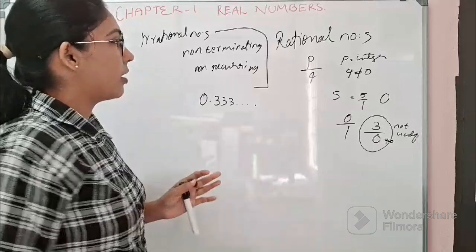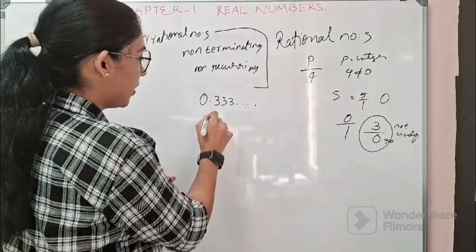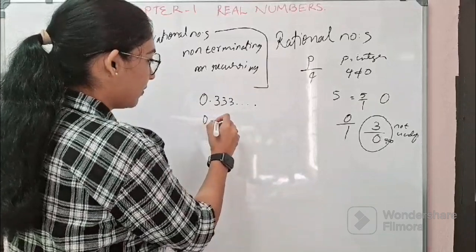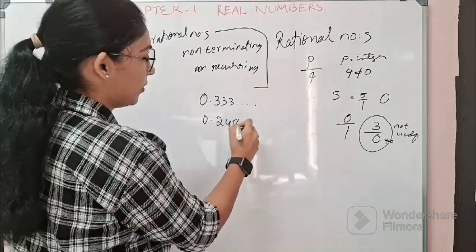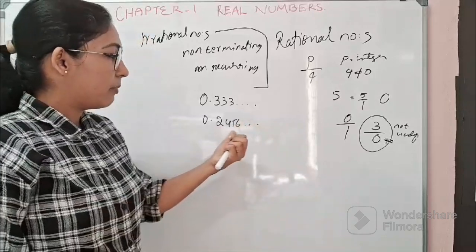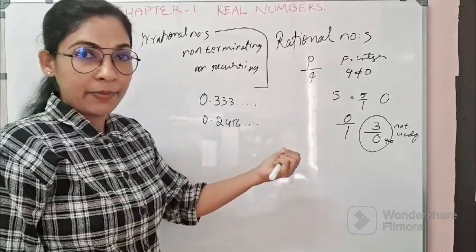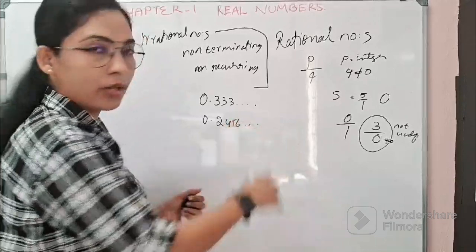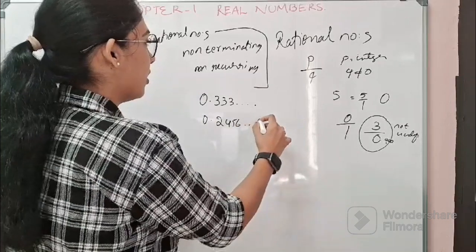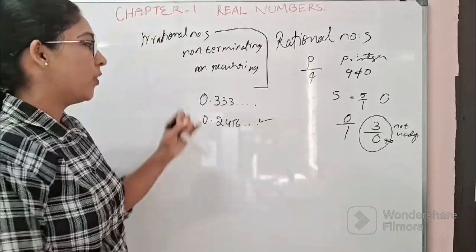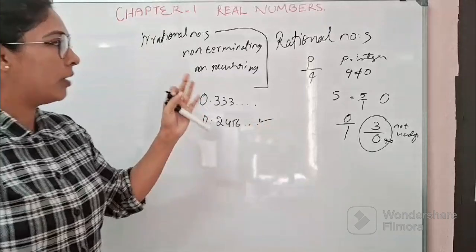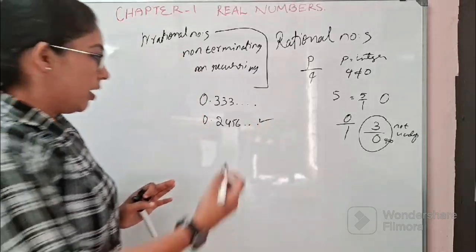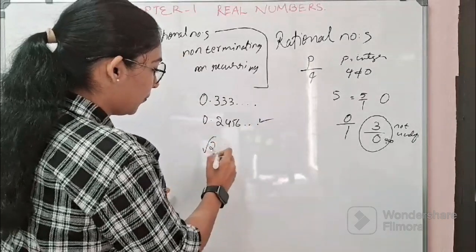Then what is non-recurring? Recurring means repeating, non-recurring means not repeating. So, for example, 2, 4, 5, 6, etc. Here, these numbers are not again and again repeating. Each and every number is different and they are not repeating. So, these are non-recurring numbers. So all non-terminating and non-recurring numbers are together known as irrational numbers.